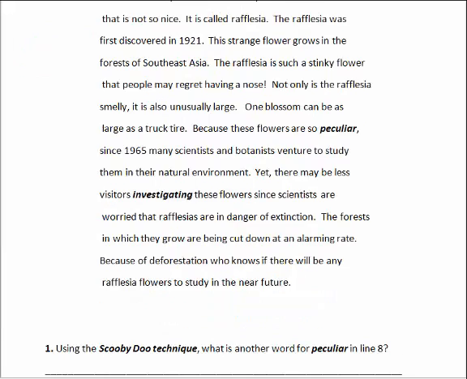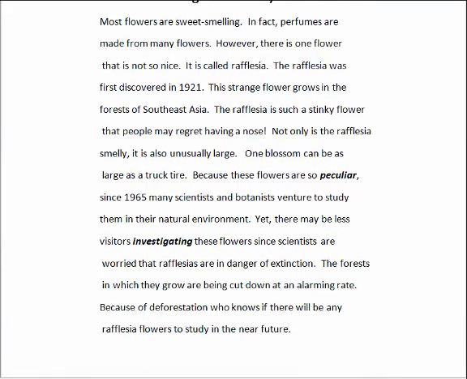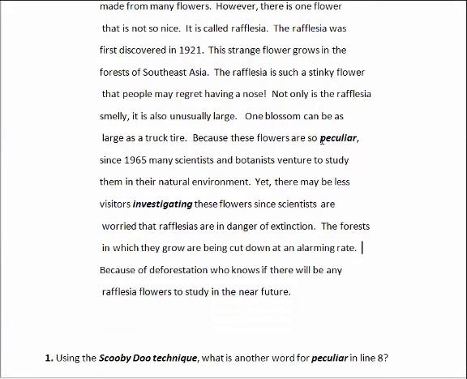Keep in mind the 6 lessons that we went through and look for the things that we've learned so far. In problem number 1, it says the Scooby-Doo technique. We're looking for the word peculiar on line 8. We scroll back up here. We see the word peculiar is right here.